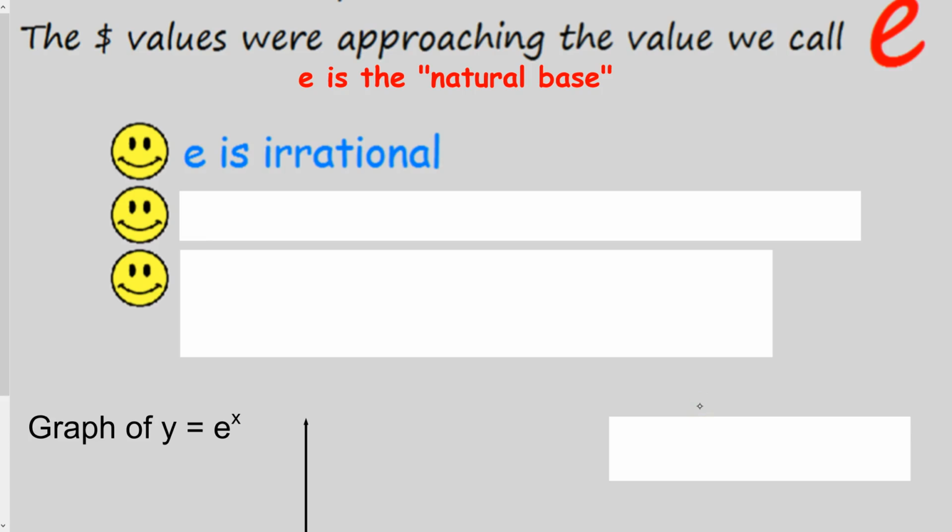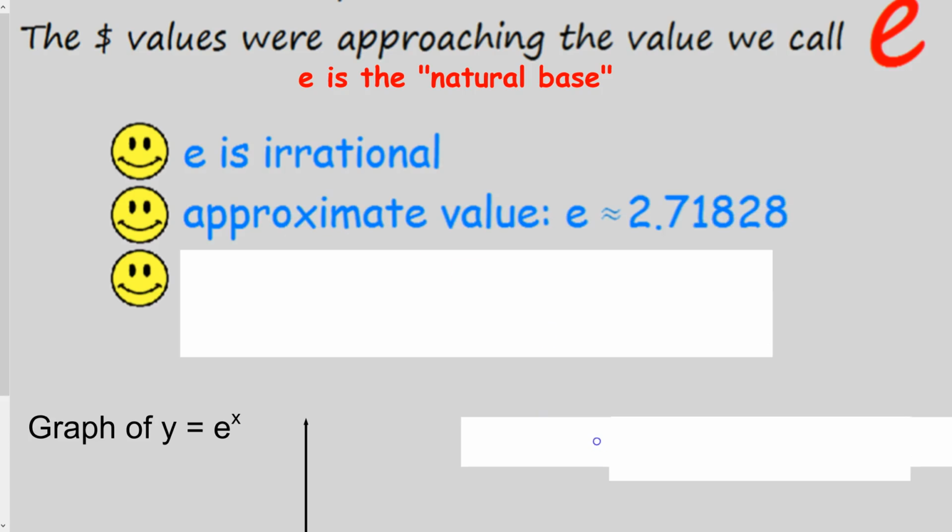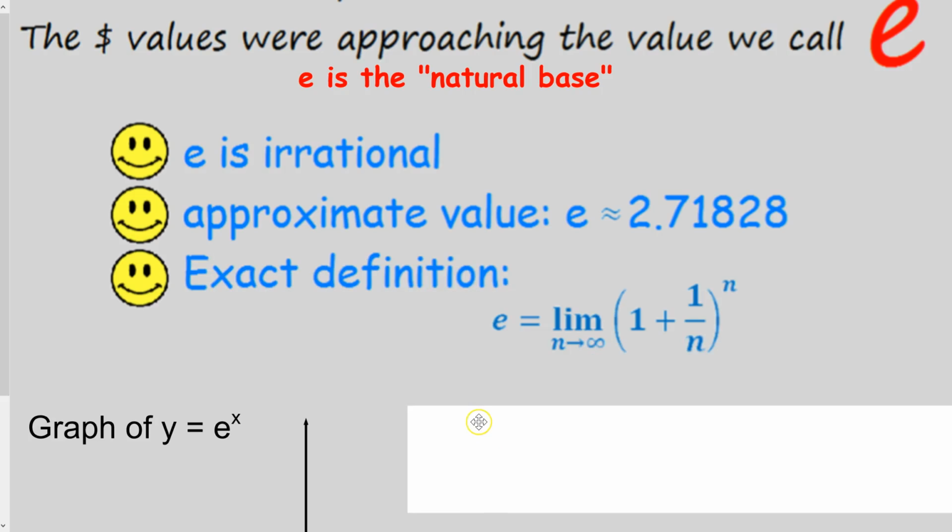It's irrational. Its approximate value is 2.71828. Just like when you want to know the approximate value of pi, you probably say 3.14, or maybe you say 3.14159. For the value of e, the approximate value, I would say 2.718. And if you want to go further, obviously you can.